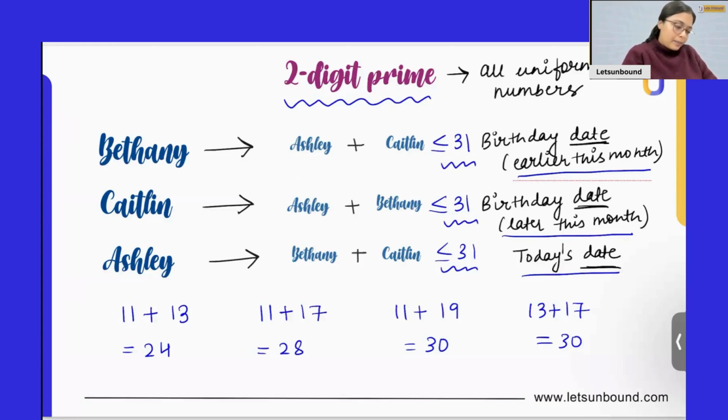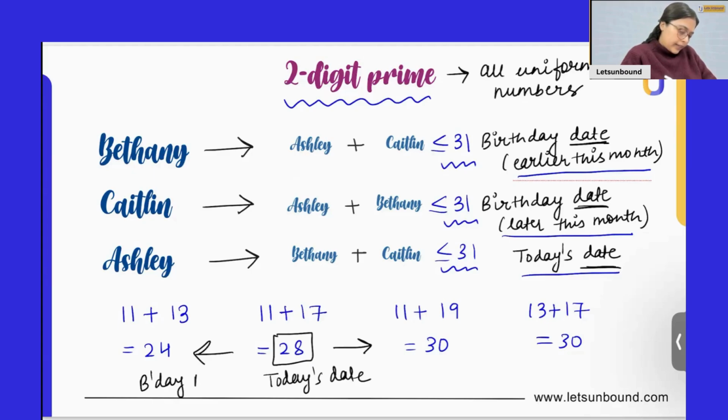So if I pick 28 as today's date, let's say, then the birthday date for Bethany should be 24, which is earlier this month, before 28, and after 28 is 30, right? So definitely we can pick 24 for the first equation, the birthday for Bethany. I've written birthday B. But what about 30? We have two options. So which one to choose? This one or this one?